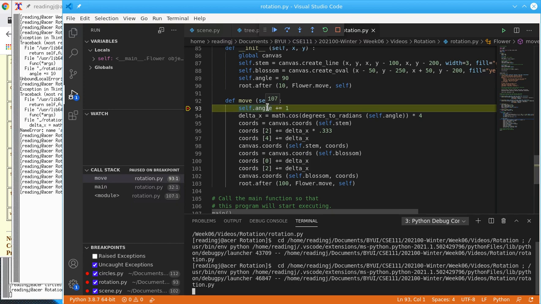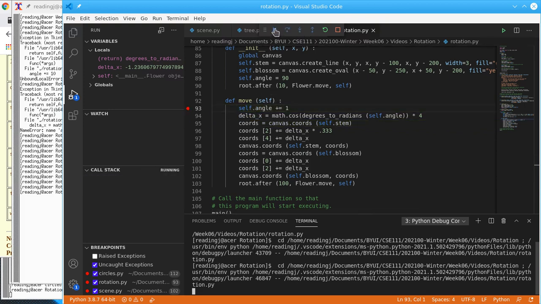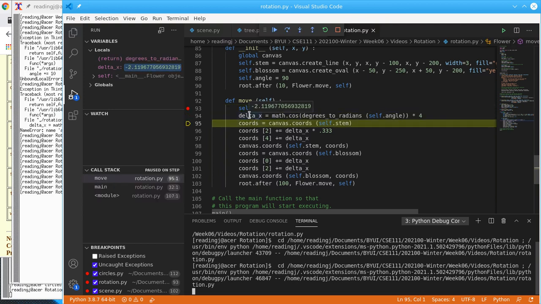So what's our delta x at now? Negative 1.2. That makes sense. We really want to get up to 180. There's 121. Delta x is negative 2, yeah.